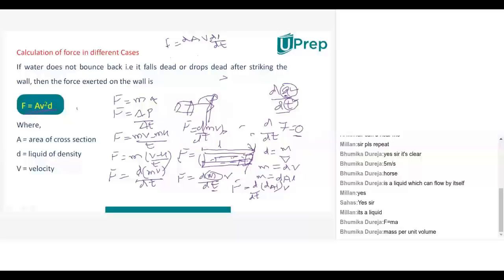So F is equal to the same density as it is, A as it is, V as it is, and dl by dt. L means length, or else you can write distance also, so dx by dt. And dx by dt is actually velocity. So now observe carefully: A as it is, V into V is V square, into D. So the force equation is A V square D. That is only given here or not? Yes, sir. Okay. Now in this way we have to calculate. It is a bit typical to understand, but you have to remember the equation directly.